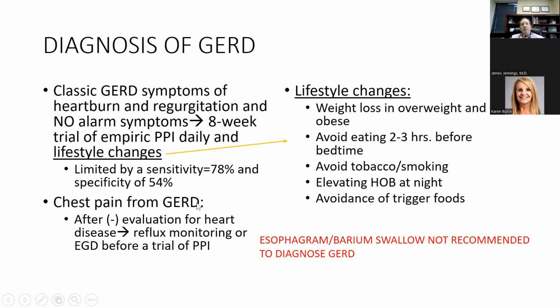If a patient presents mostly with chest pain, the recommendation from the American College of Gastroenterology is to exclude a cardiac cause first and then go straight to testing. Do not give these patients PPIs as an empiric trial. Of note, an esophagram is not a bad test if you're looking for patients with alarm symptoms and they're somewhat reluctant to get an endoscopy, but you cannot make the diagnosis of reflux based on an esophagram alone.